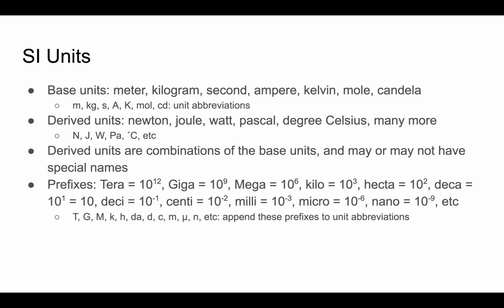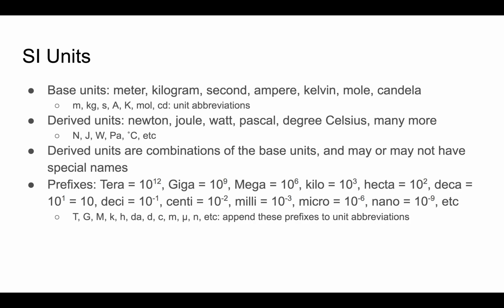So derived units are from any combination of SI units. For example, we have the newton, the unit of force, which is equal to the kilogram times the meter divided by second squared. We also have the joule, the watt, the pascal, degree Celsius, and many, many more. And these are all units that we will talk about later in this course.